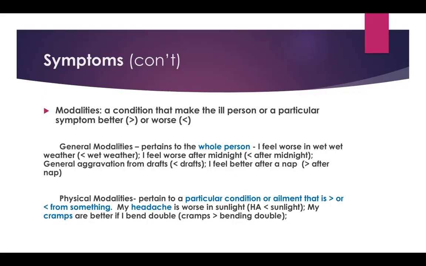So my headache, specific condition, is worse in sunlight. So we write it as head worse sunlight. My cramps are better if I bend double. So cramps are better bending double. My stomach ache is better if I drink milk. So stomach ache, better drink, milk.